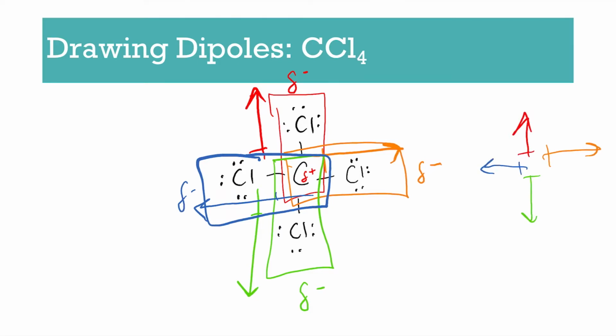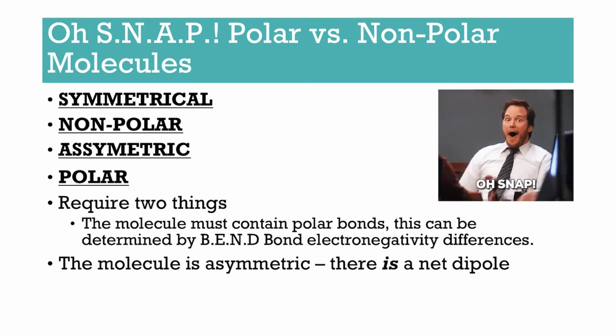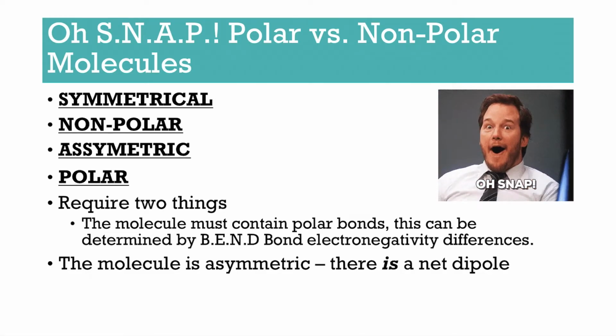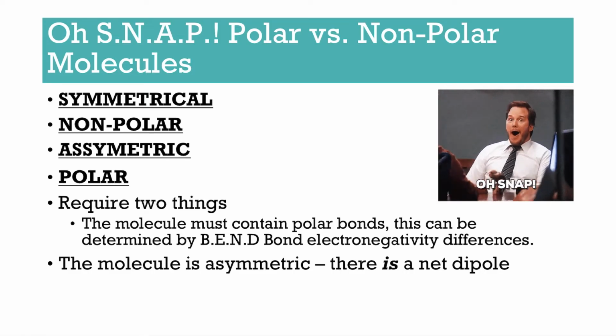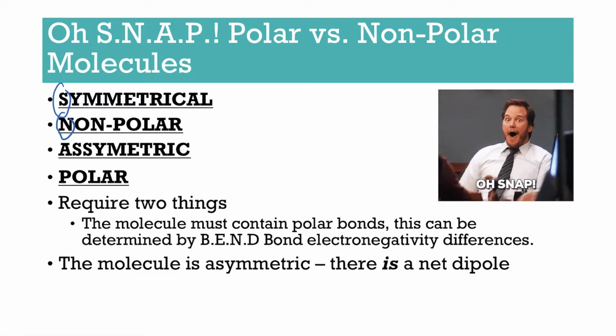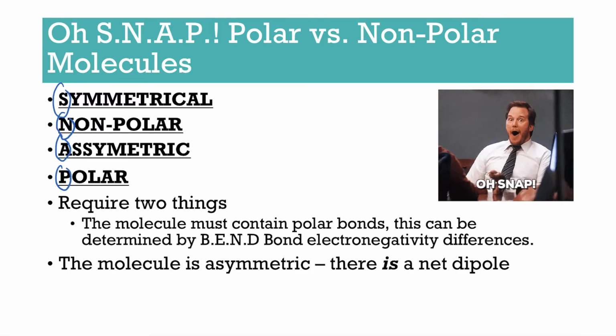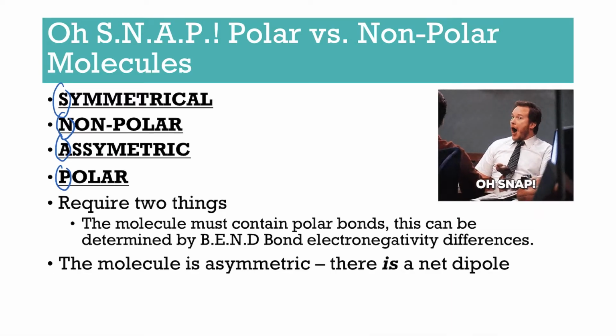Okay, so now knowing how to draw dipoles, we can tell if a molecule is polar or nonpolar, and that's where SNAP comes into play. So just like BEND, which was an acronym for bond electronegativity difference, SNAP stands for symmetrical nonpolar, asymmetrical polar. So up until now, we've been talking about how bonds can be polar or nonpolar, but molecules can be nonpolar or polar as well. And so we use this acronym right here.